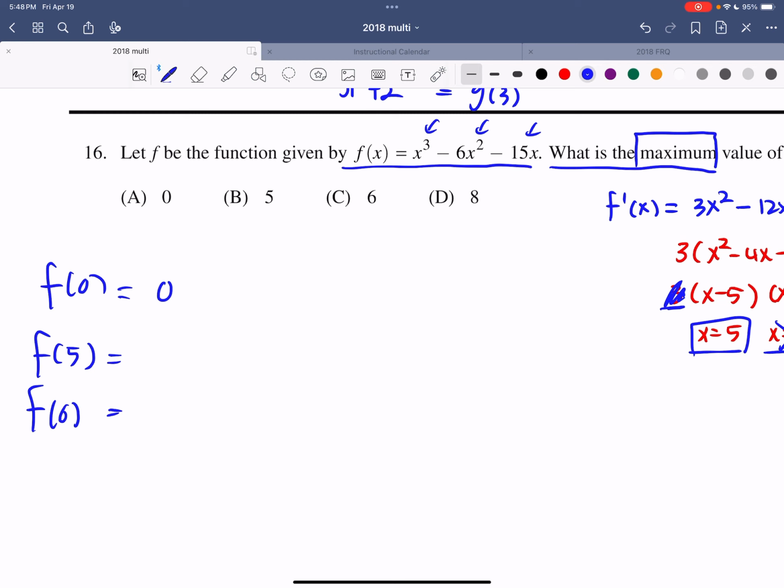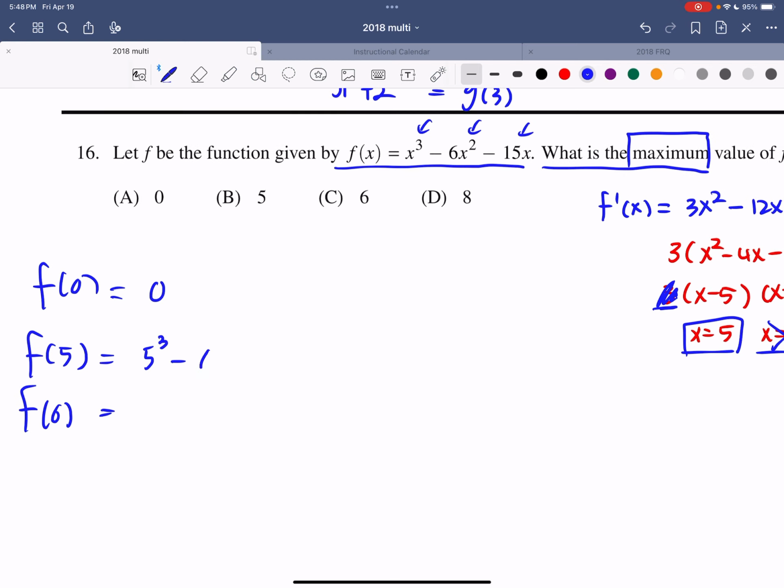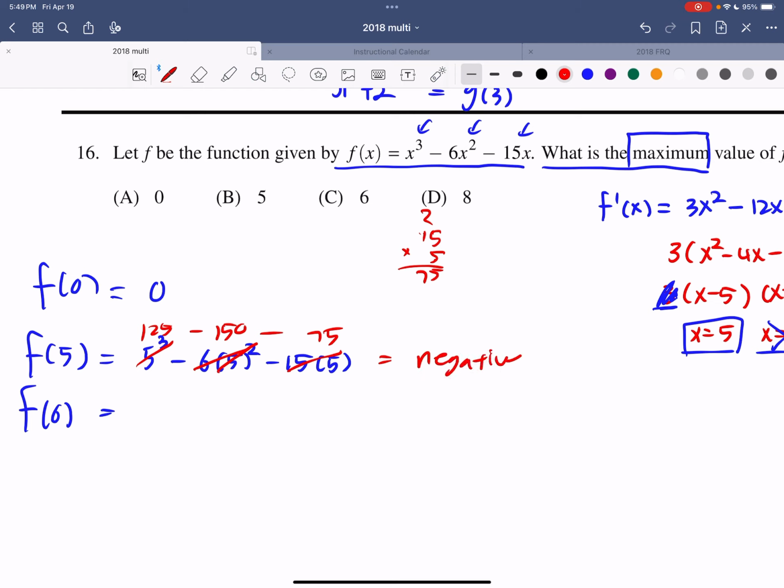Now, if you plug in 5, it's going to be 5 to the third power minus 6 times 5 squared minus 15 times 5. As you can see, 5 squared is 25. 25 times 6 is going to be 150. And 15 times 5 is 75. But I don't even have to calculate everything because I know this is 125. 125 minus 150 minus 75 is going to be a negative number. And obviously, a negative number is smaller than 0, so this one cannot be the answer.